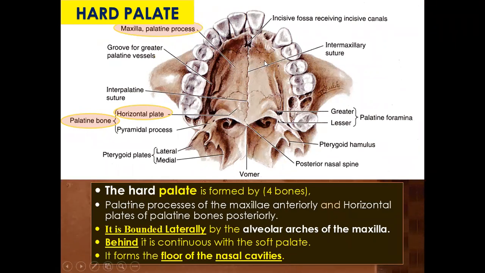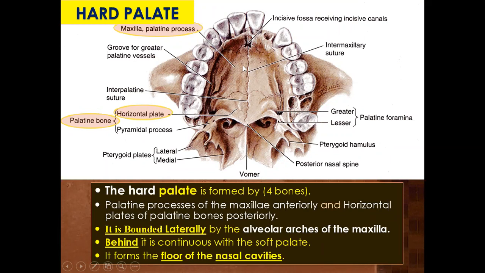If you can see here, both these two bones are called the palatine process of the maxilla. The maxilla bone has a process called the palatine process. In between there is the intermaxillary suture. Behind, we have the horizontal plates of the palatine bones, again two bones. The palatine bone has two parts, the horizontal plate as well as the pyramidal process. So the roof is formed by the horizontal plate of the palatine bone.